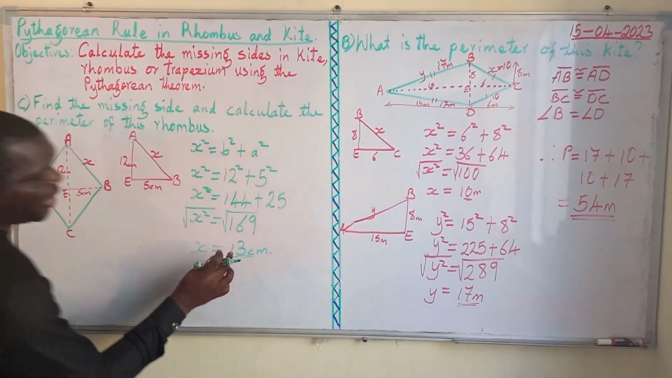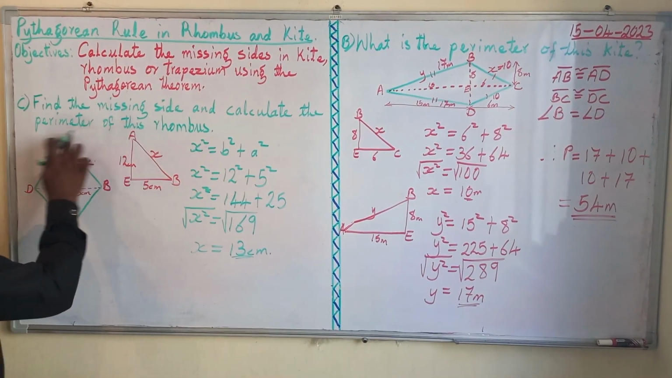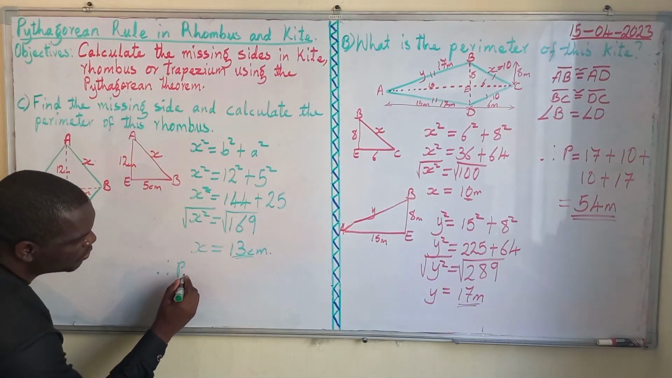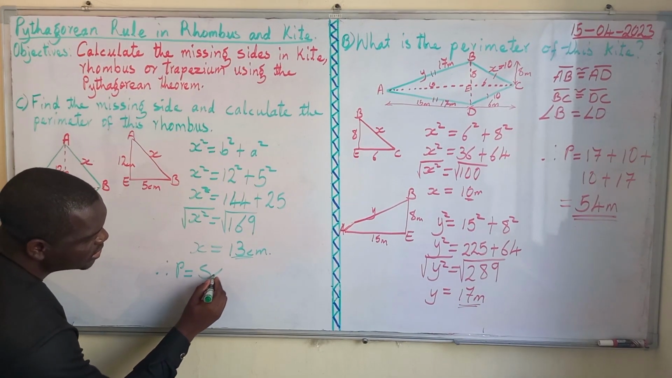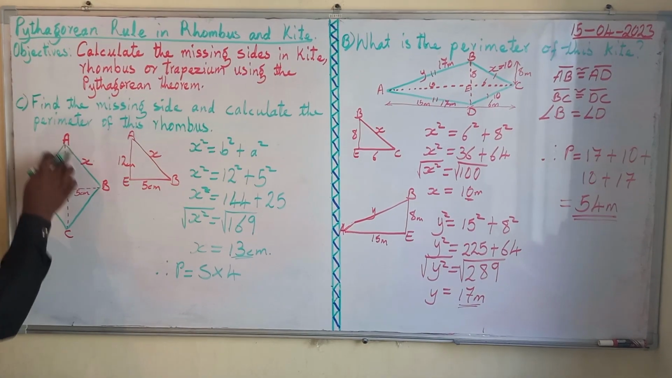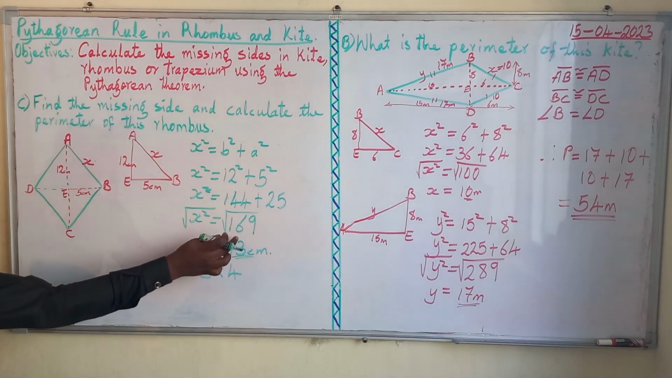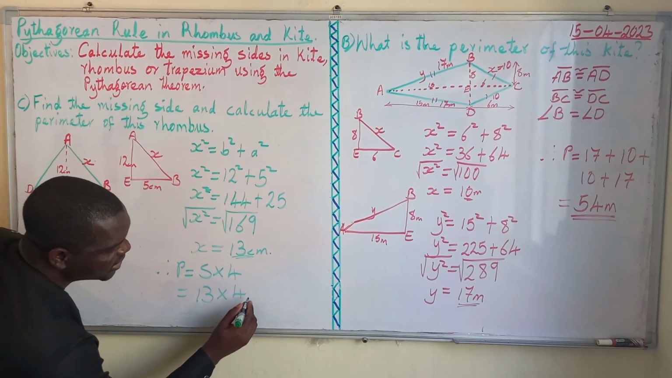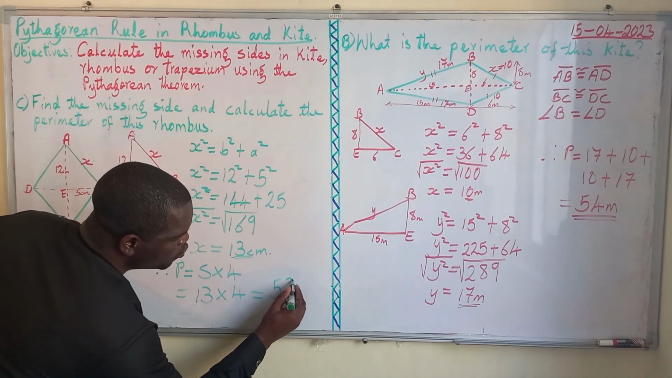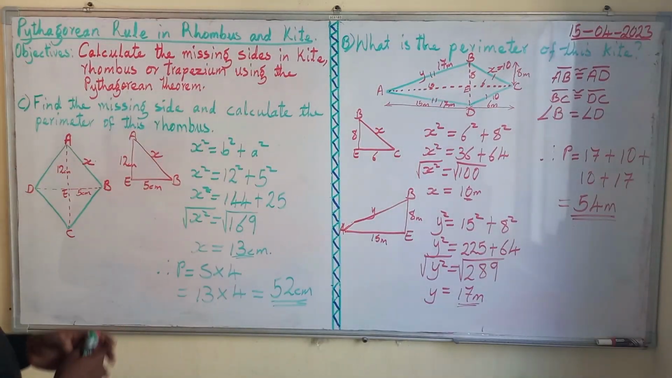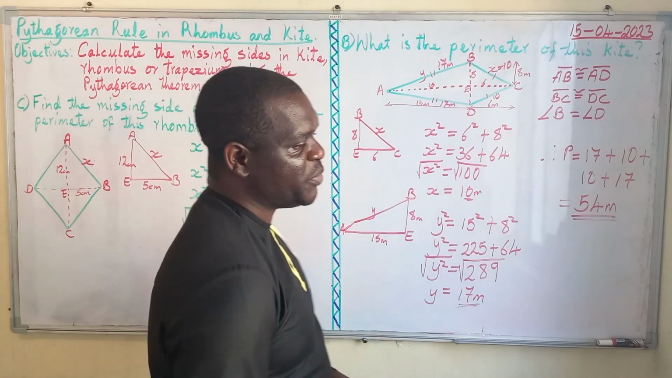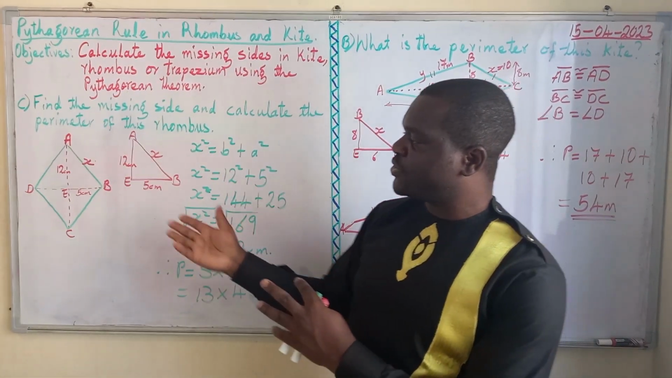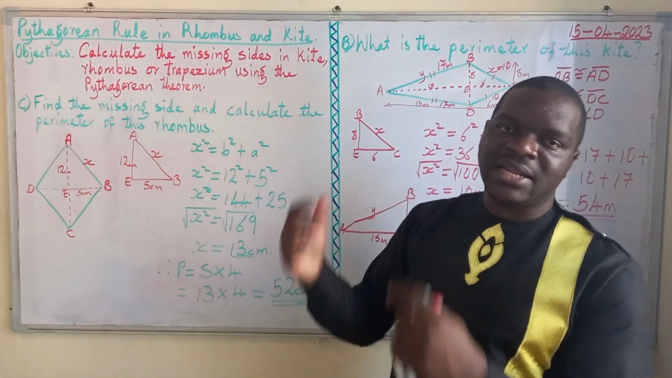Remember, this is not our end point because we are asked to calculate the perimeter. If this is a square, then the perimeter will be equal to side times 4. And we know the side here, which is our hypotenuse in this case. Therefore, side, which is 13, multiplied by 4, is going to give us 52 centimeters. This is how simple it can be, and this is what you can do by applying the Pythagorean rule in solving questions in rhombus, kites, and trapezium.